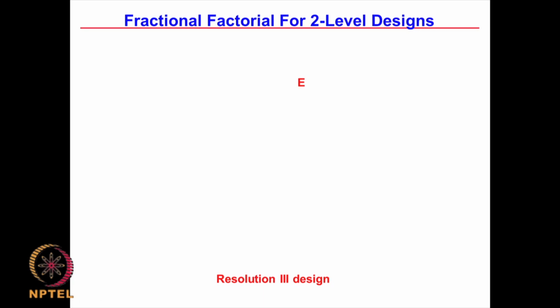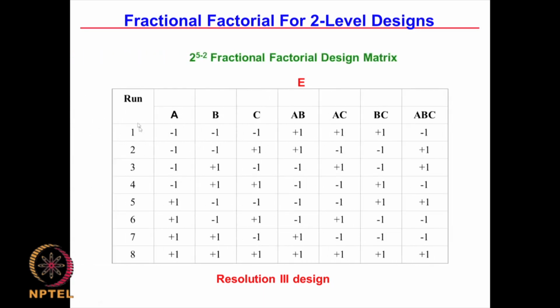Okay, let us look at the same problem. We looked at this ABC problem. It is a 2 power 3, so 8 experiments. So what I did was I put a D here, so I made it into a 2 power 4 minus 1 design. Now I want to put an E also, then it becomes 1/4 of 2 power 5, that is 2 power 5 minus 2. If I put E, that is 5 factors, ideally I should be doing 32 experiments, but I want to do only 8 experiments. So that is 1/4 of 2 power 5, or 2 power 5 minus 2 design.